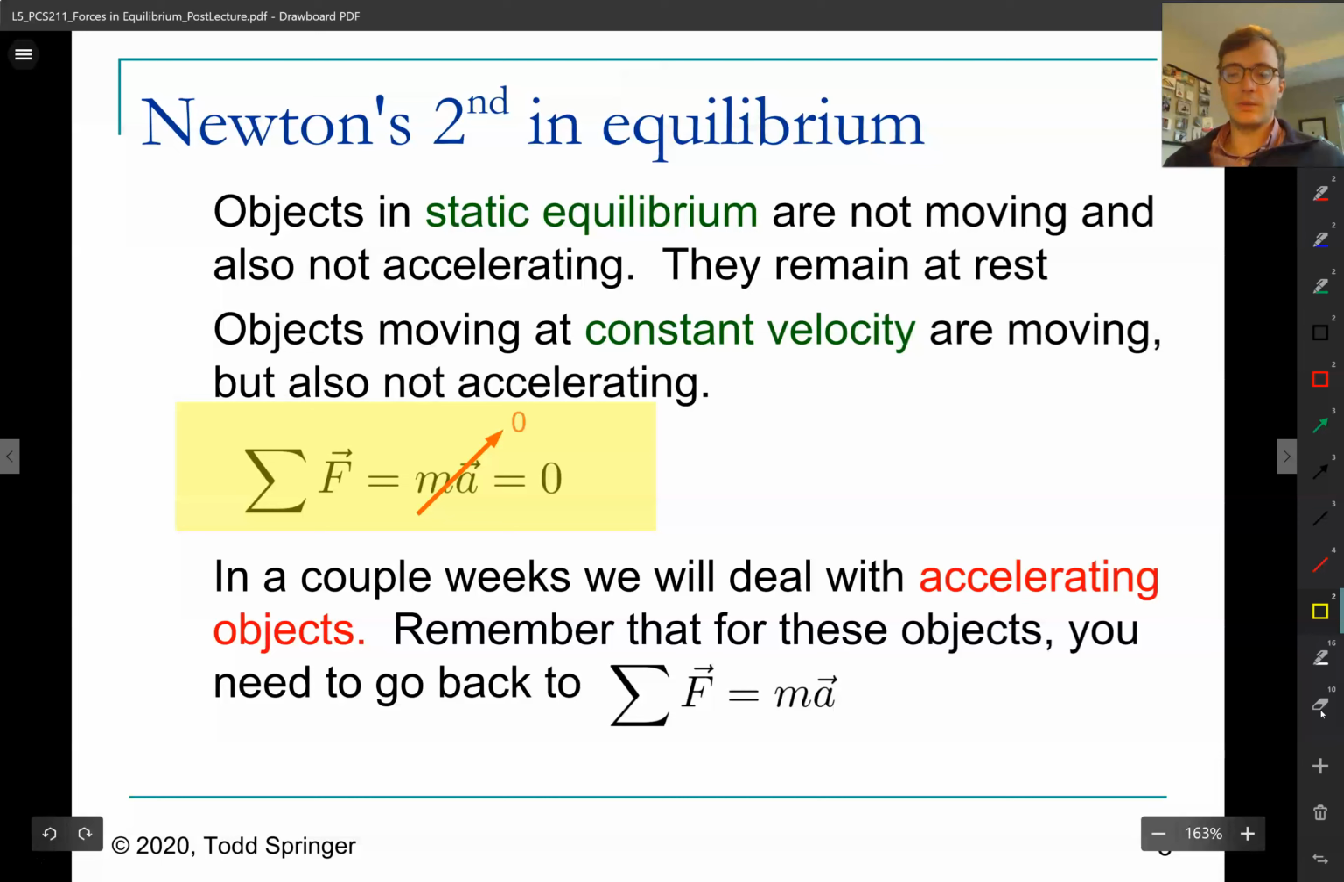If the object is accelerating, which we'll come to in a couple weeks, then the forces are not balanced, they don't add to zero, they add to ma, right? They equal ma. So just remember that when we come back to objects which are accelerating, you've got to go back to F equals ma. For today, we're going to focus on objects which aren't accelerating, and so then the sum of the forces is equal to zero.